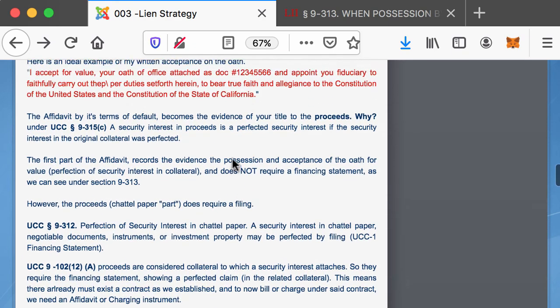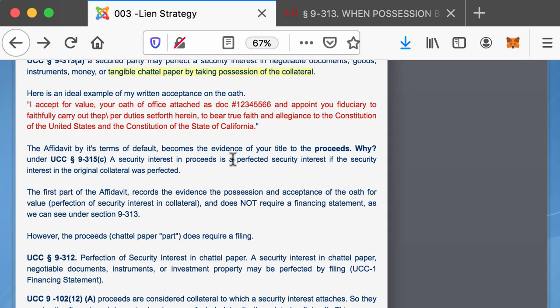Now, if they didn't perform and they ignored it and just took you for granted, and you've given them plenty of notice, this would be the contract from which you can now base a claim. You can bill them based off of this account or this contract. And this is where the affidavit of commercial obligation comes in. It's a charging instrument in commerce.